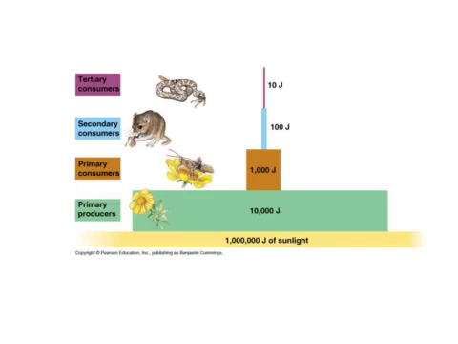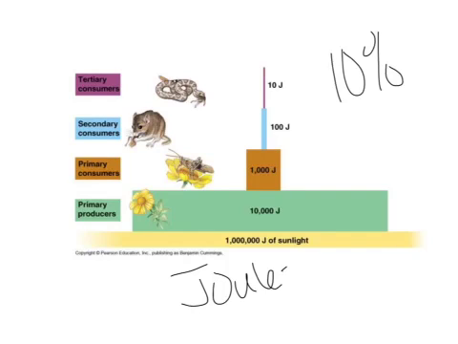So as we're talking about this productivity, just a reminder, remember we have our 10% rule, that about 10% of the energy is passed on, available for the next organism. You can see that happening here. Energy is represented as joules, usually, or kilocalories. So if you see either one of those things, you need to be thinking of an energy unit.